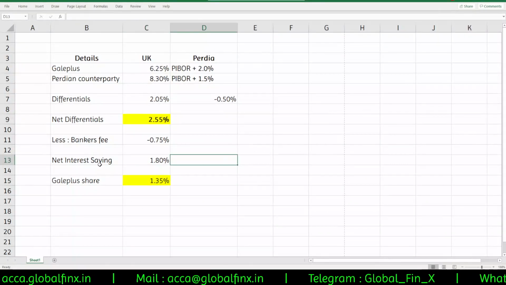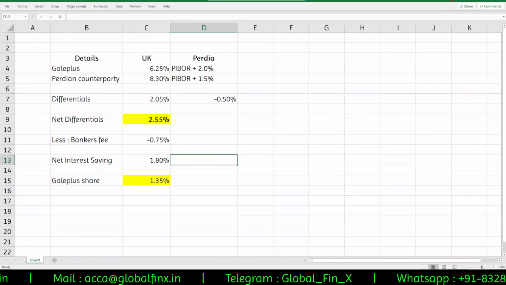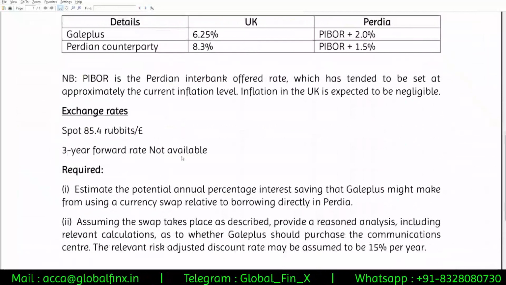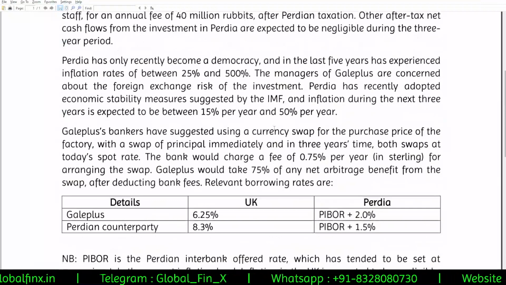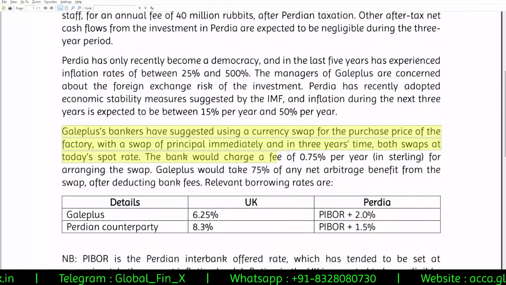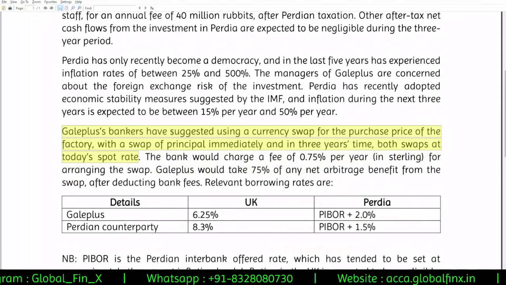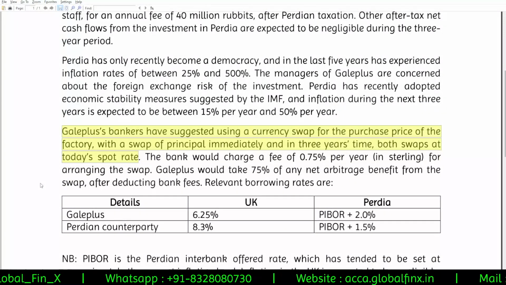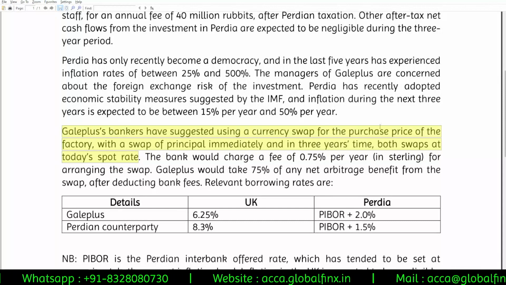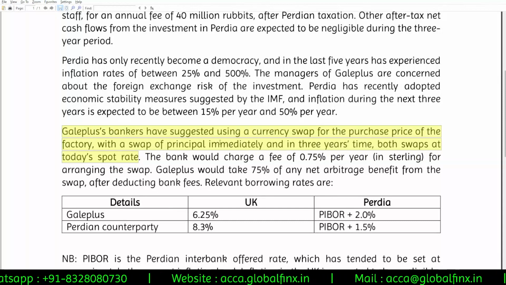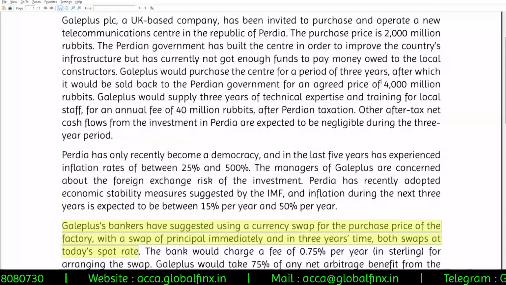So this is the first scenario, guys, that is regarding the swaps of the interest rates, that is the borrowing rate basically. Then moving on to the next part of the question, they're asking you, assuming the swap takes place as described. Please understand this part very clearly. What are they trying to tell you? Galeplus's bankers have suggested using a currency swap for the purchase price of the factory with a swap of principal immediately and in 3 years' time. That means only the principal amount, that is 2000 million, will be the agreed amount, not the entire 4000 million which you are going to get at the end of the third year.